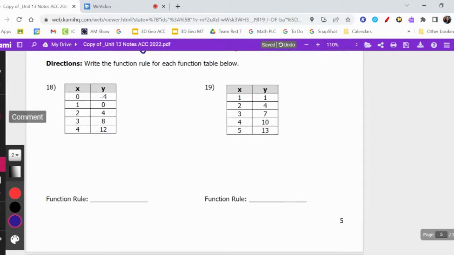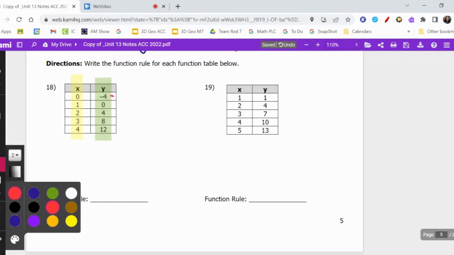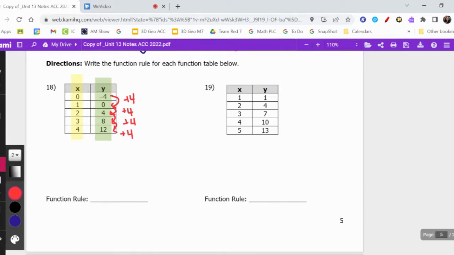So taking a look, are these in the x column consecutive? 0, 1, 2, 3, 4. Yes. Okay, it's really important to check that before you do the next step. All right, so what are these changing by each time? To get from negative 4 to 0, I have to add 4. To get from 0 to 4, I have to add 4. To get from 4 to 8, I have to add 4. To get from 8 to 12, I have to add 4. So that means that the coefficient must be 4.